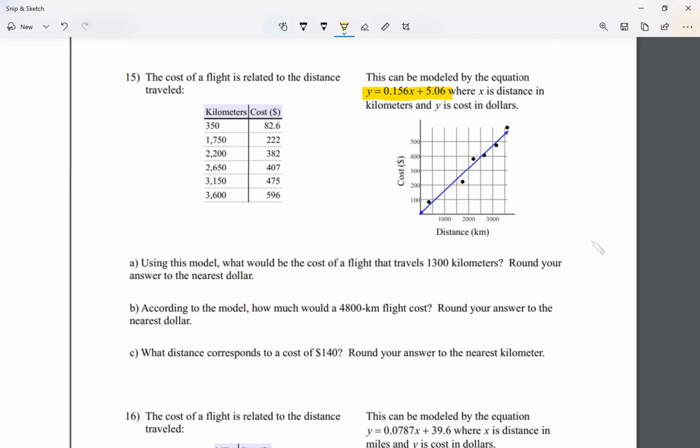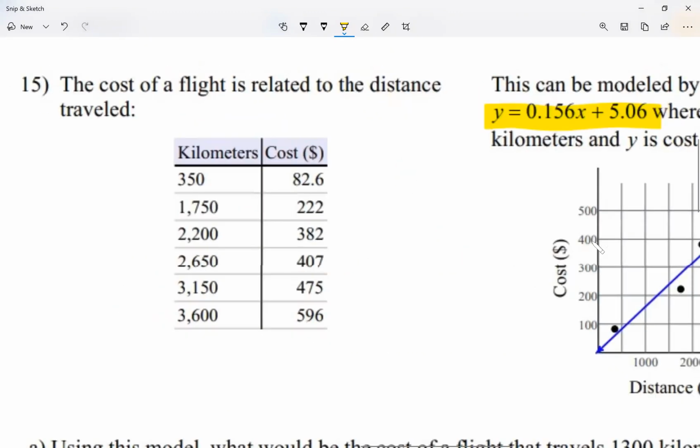Okay, so let me understand what I'm given here. The table says that 350 kilometers costs me $82.60. 1,750 kilometers will cost me $222. And then there's some other kilometers and some other costs. It says the cost of a flight is related to the distance traveled. Okay, so I see that.